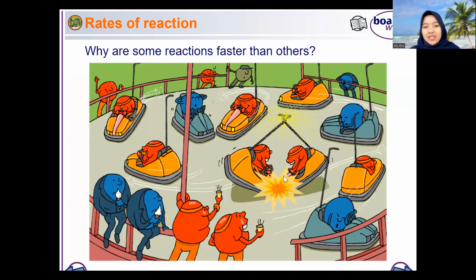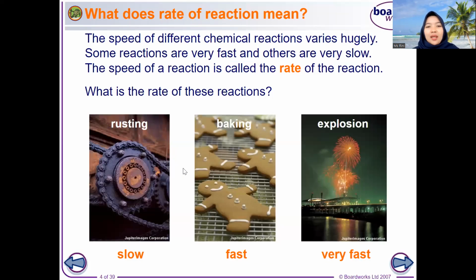So actually, it's the same with the particles. The particles with sufficient energy and with the right direction can make a reaction with another particle. So we can observe their rate of reaction.